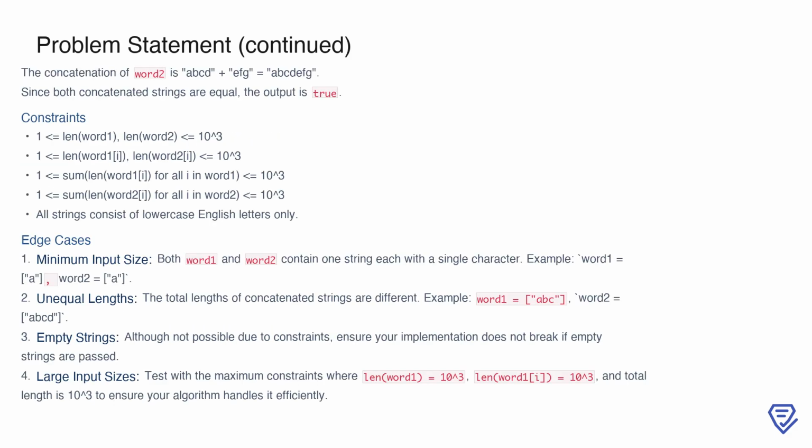The problem also comes with constraints and edge cases to consider. The constraints ensure that the input size is manageable, with each list containing up to 1000 strings, and the total number of characters across all strings in each list not exceeding 1000. Edge cases include scenarios like the smallest possible input, where both arrays contain a single one-character string, or cases where the total concatenated lengths of word1 and word2 differ. Although empty strings are not allowed by the constraints, it's good practice to ensure your implementation can handle them gracefully. Additionally, testing with the maximum constraints helps verify that your solution is efficient and robust even for large input sizes.